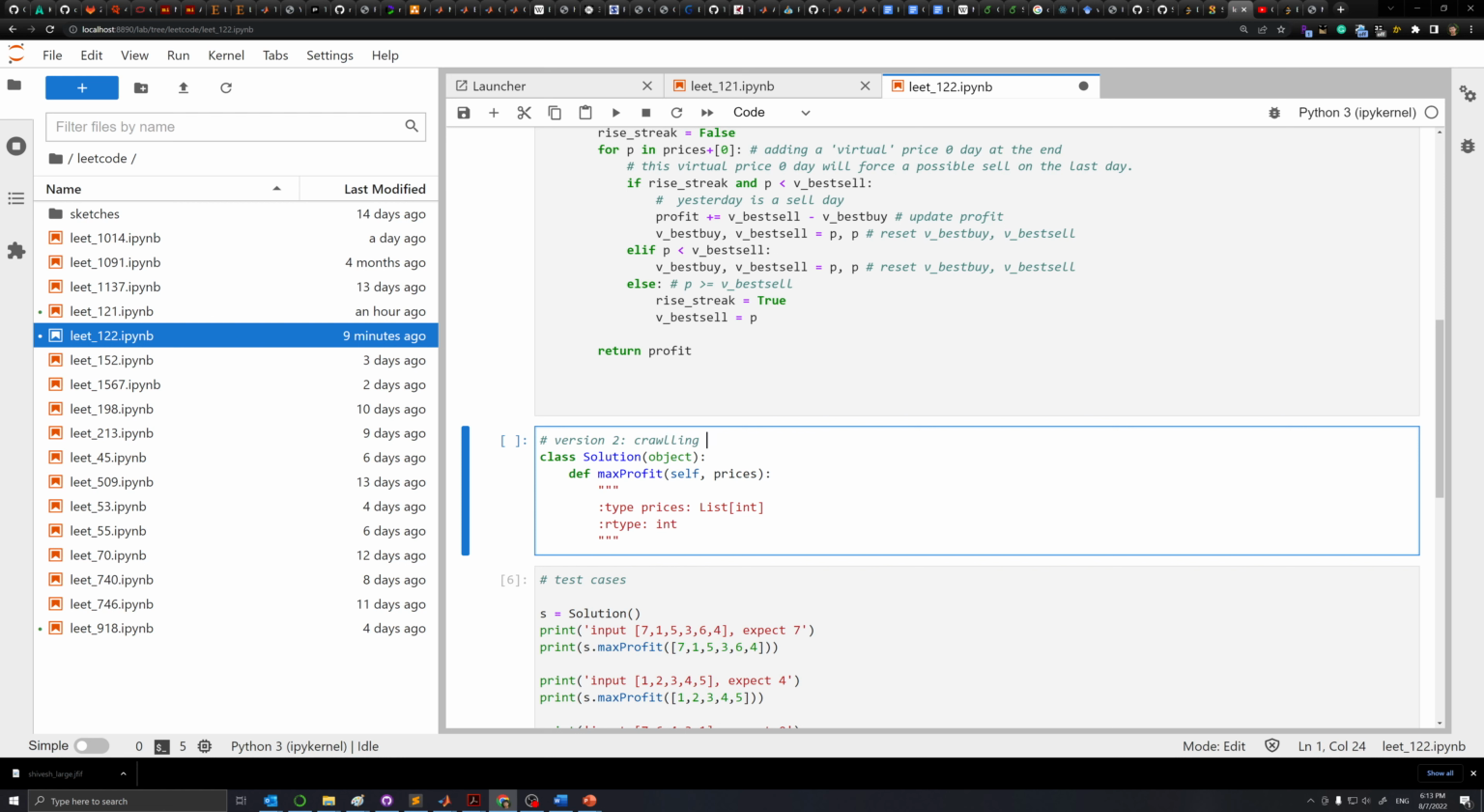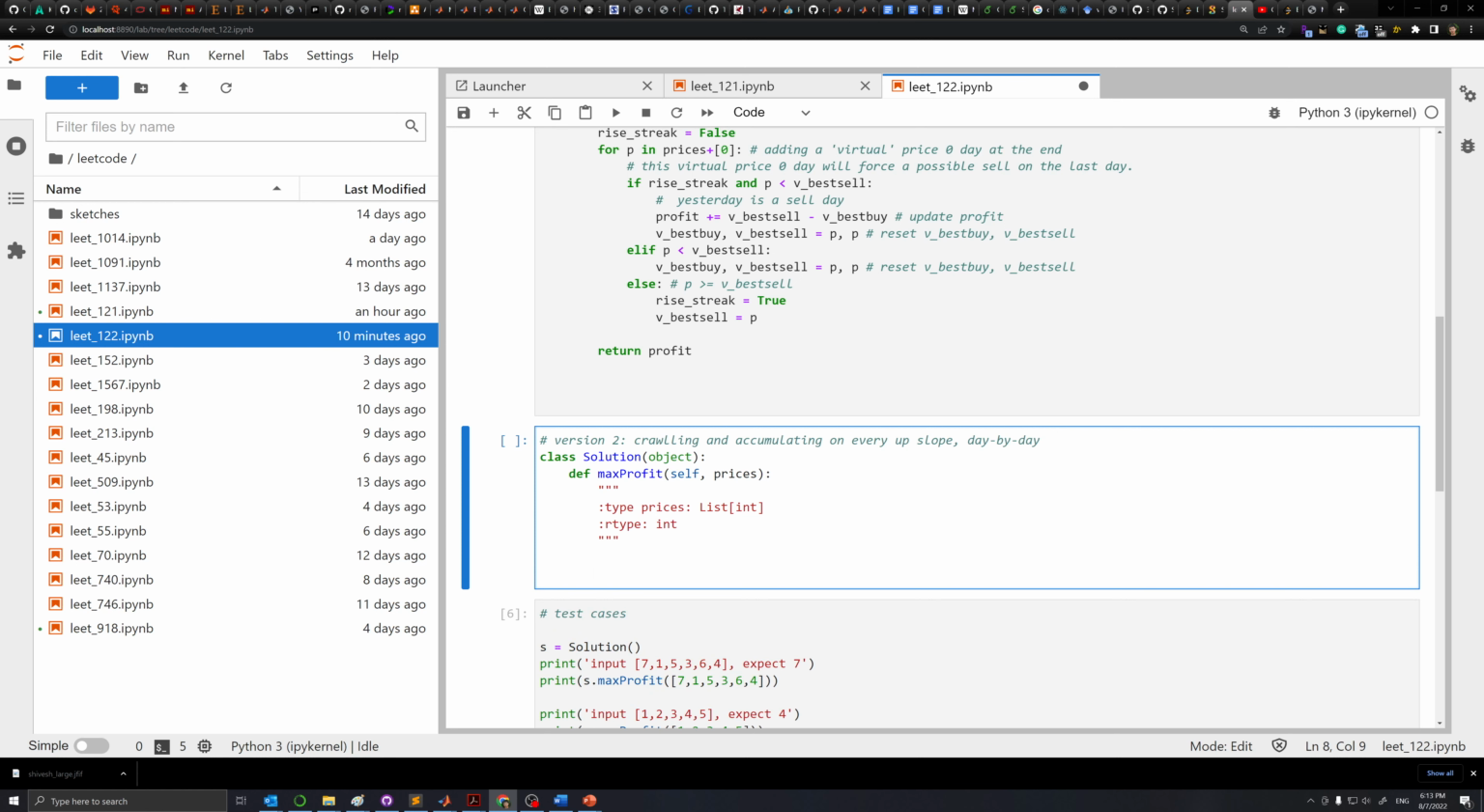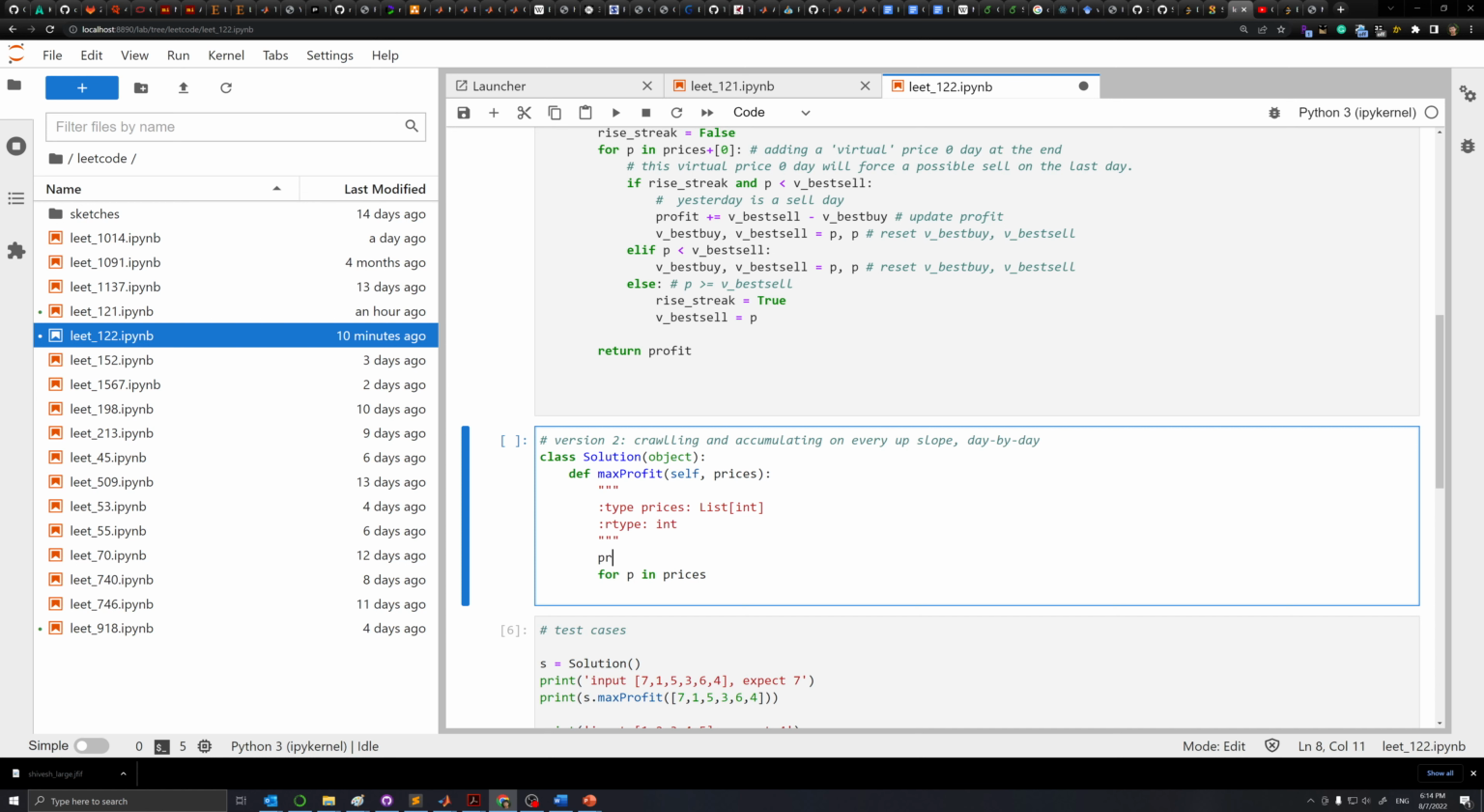crawling, and sitting on every gain, every up ramp, upslope, and accumulating on every upslope, step by step, day by day, right? So the way we're going to do this, we're going to do a for loop for p in prices. Our profit, of course, we're going to initialize to 0.